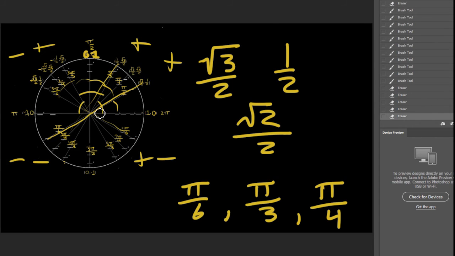You just flip it over. It's the same thing over here: negative root 3 over 2, and then 1 half. Same thing all the way over here too. So it's just a pattern. You just have to remember all these numbers and then put that together through logic and pattern. That's it. That's how you figure out the unit circle.